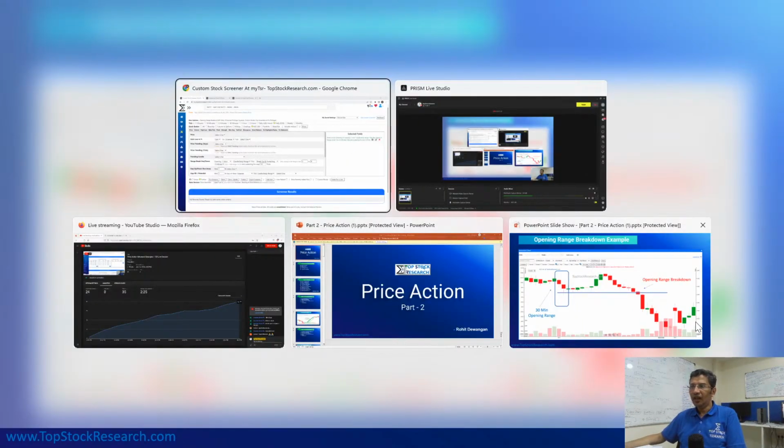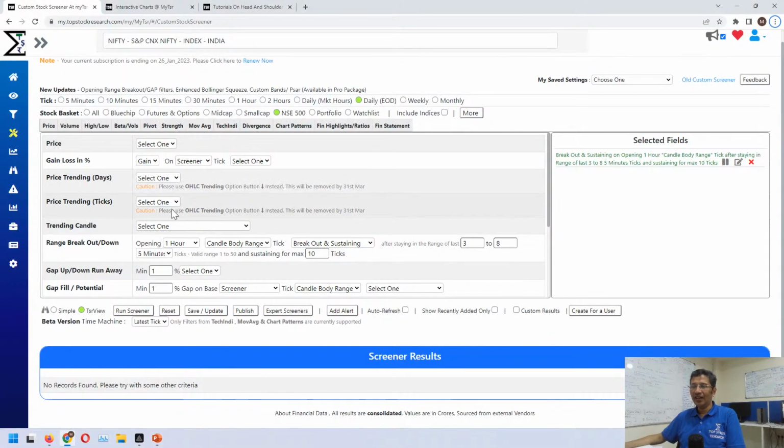Now, can we create a tool for this or a fixed set? The answer perhaps is no. The reason is that different individuals have different kinds of requirements, right? Some will feel that 1 hour is right, somebody will feel 30 minutes, somebody will feel that it is breaking out and sustaining. Breaking out and sustaining is a good thing, right? If it has broken out and it is sustaining, it's a good thing.